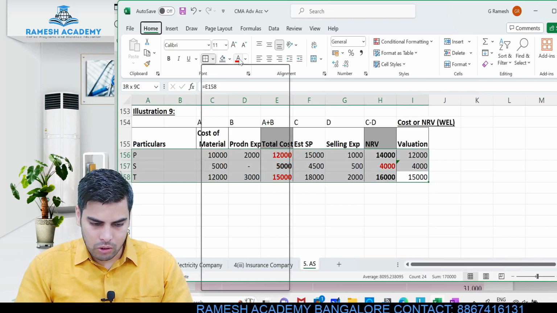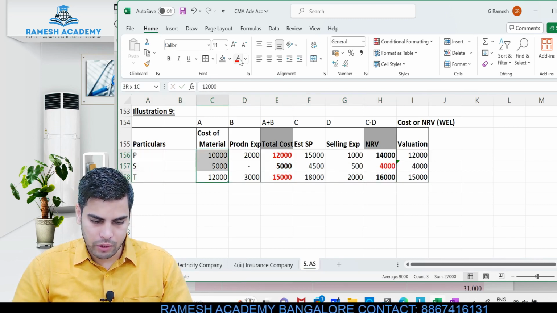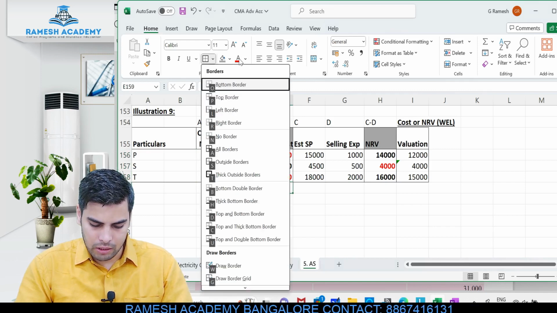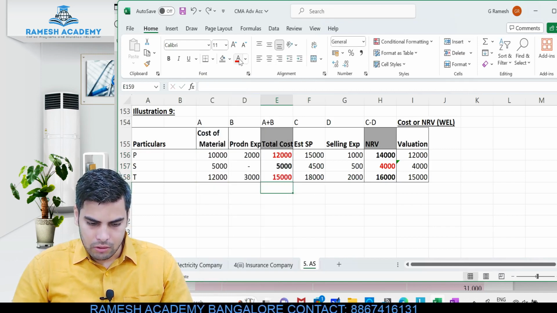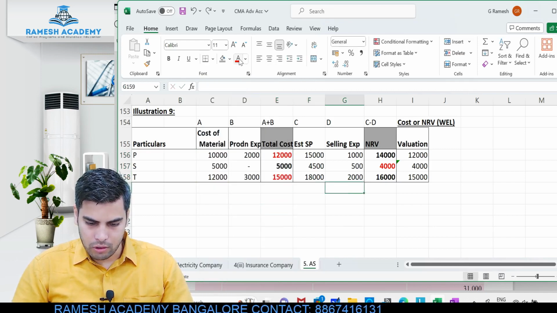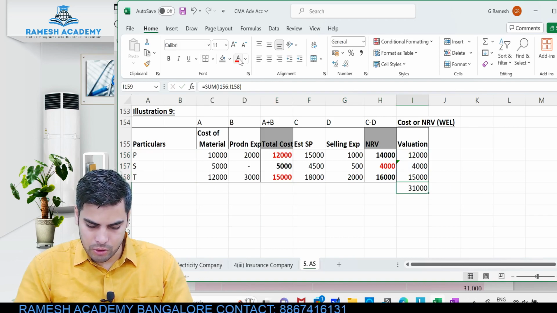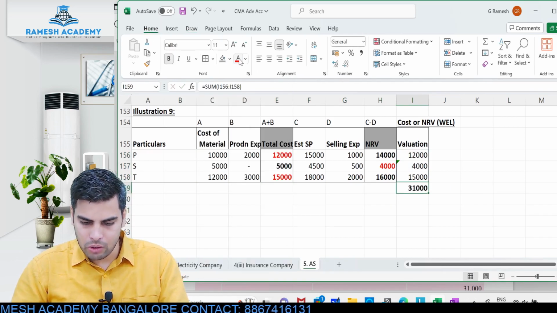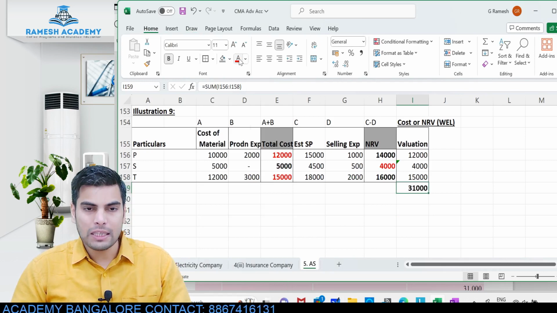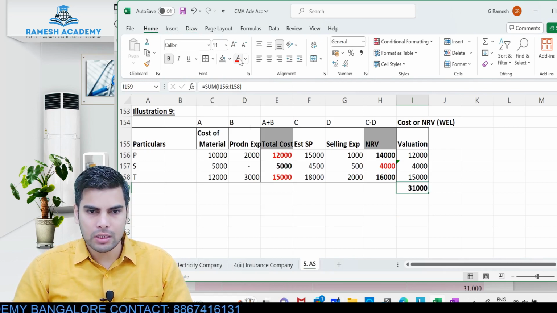Are we focusing on total anywhere? No, right? We are not focusing on the total. So here we need not focus on the total. Valuation will be in this particular manner. If you see, everywhere we are not focusing on the total. Once we are done with the valuation, only then we consider the total.